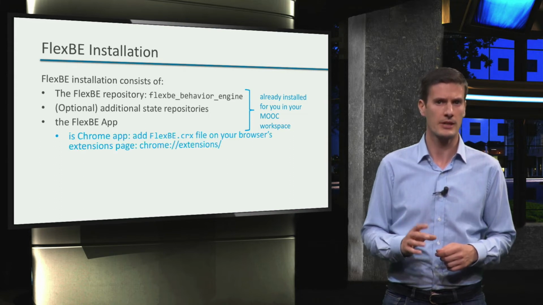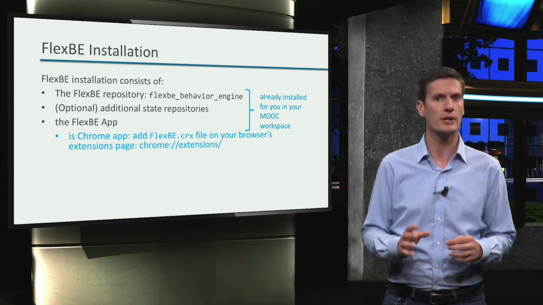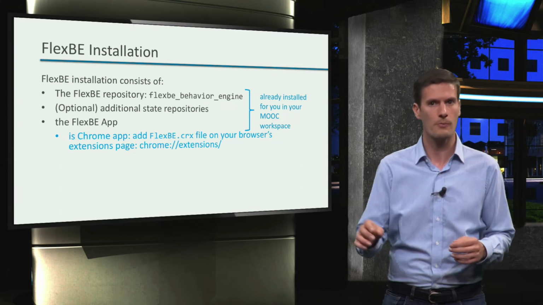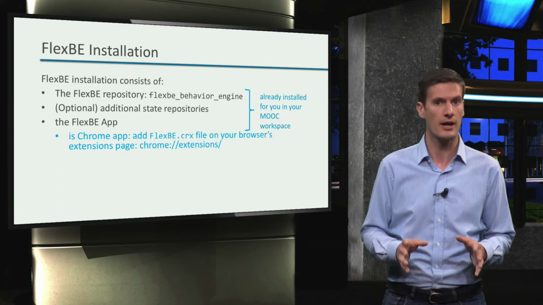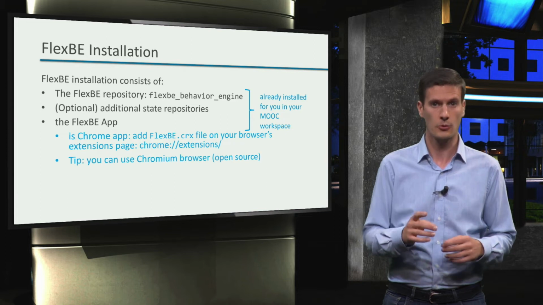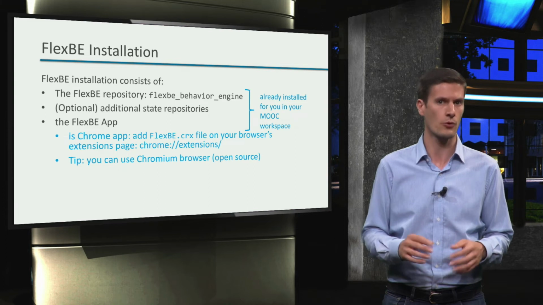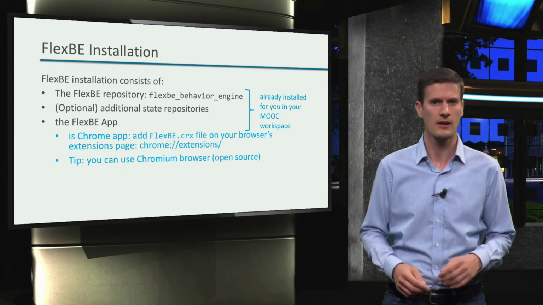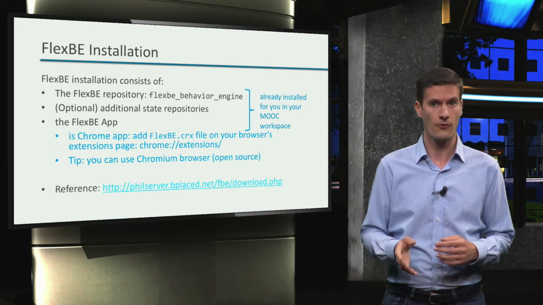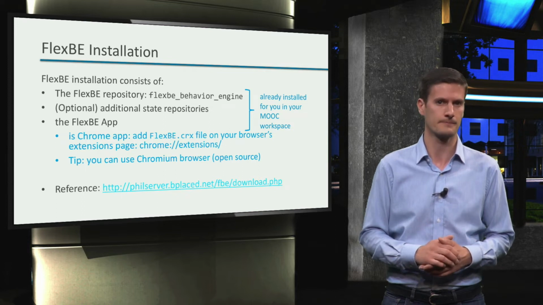The FlexBE app is an app for the Chrome web browser. So to complete the installation, you will need to navigate to your Chrome extensions and add it. You can do this by drag and dropping the flexbe.crx file that you can find in the FlexBE repository. Note that instead of Chrome, you can also use Chromium, which is an open source alternative to Chrome. The installation is the same. These steps complete the FlexBE installation. For further reference, you can find detailed installation instructions on the FlexBE website.